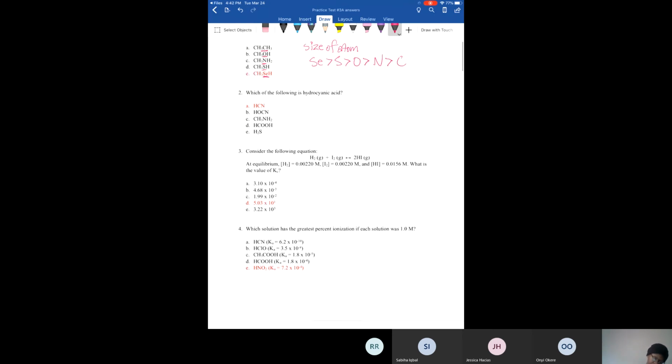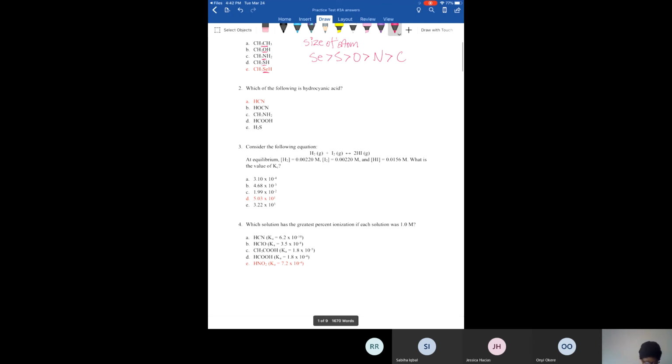Hydrocyanic acid for 2, you kind of just have to know that one. It's hydrocyanic acid because CN is cyanide, and cyan is a cyanate ion, I think. I don't know, I'm pretty sure. So this is one that you would just have to kind of memorize.